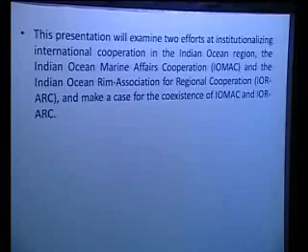The presentation will examine two efforts at institutionalizing international cooperation in the Indian Ocean region: the Indian Ocean Marine Affairs Cooperation, or IOMAC, and the Indian Ocean Rim Association for Regional Cooperation, or IOR, and make a case for the coexistence of IOMAC and IOR.